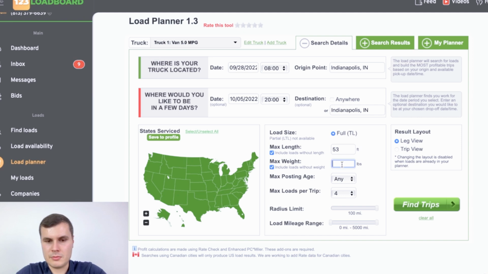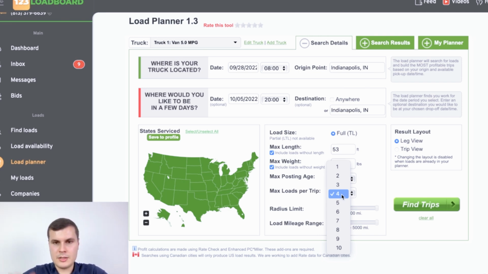Maximum weight, let's just go whatever, 45,000 pounds. Maximum posting age. Okay, so if I want to see only recent loads, then I can choose 30 minutes or 1 hour, or if I don't really care, I can choose 8 hours. So it will be choosing amongst loads that have been posted no later than 8 hours ago. And then maximum loads per trip. This also depends on my carrier. Maybe he's okay to do 1 load every day, or maybe he wants to only go out and come back. So this way I will choose maximum loads per trip too.